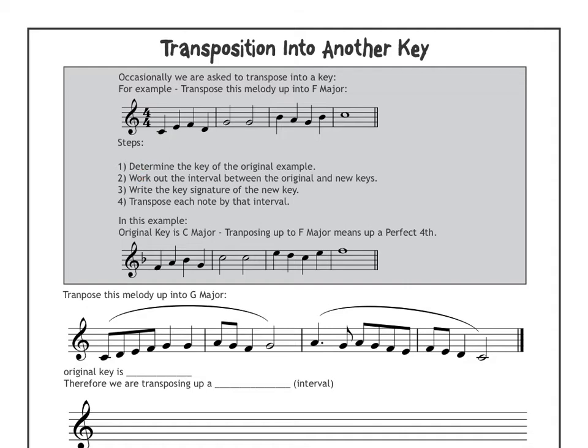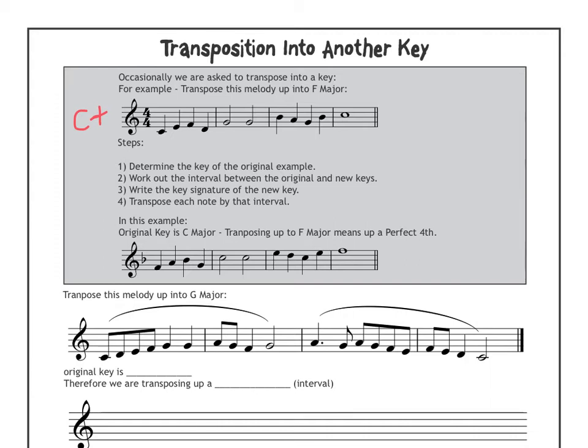So step 1: determine the key of the original example. You see an empty key signature, which would lead you certainly to think C major or possibly A minor. You see that we're starting on a C, ending on a C. We are certainly in the key of C major. I'm going to write that down right here. We're in C major. In fact, I'll do it in red just to be extra clear. Original music is in C major.